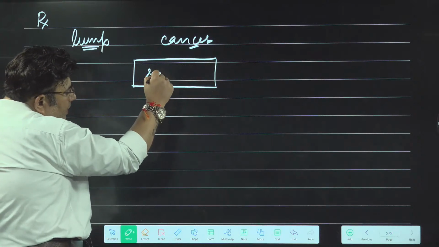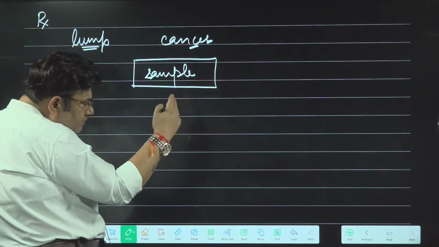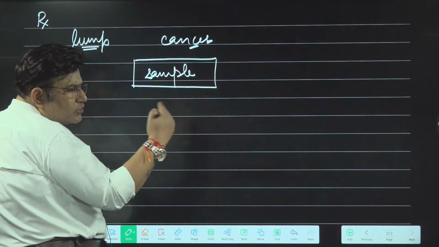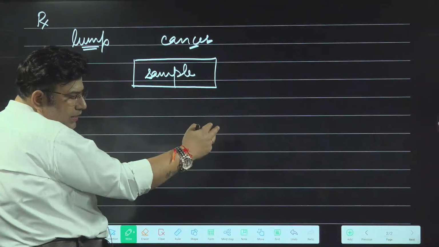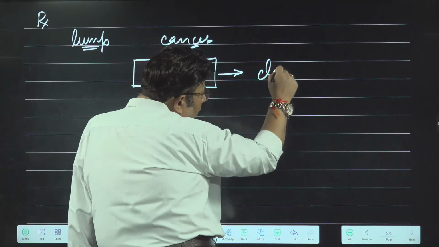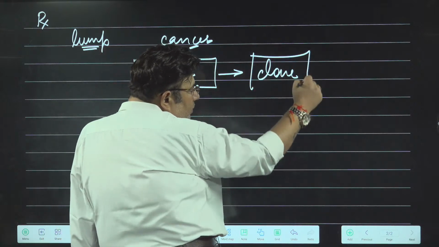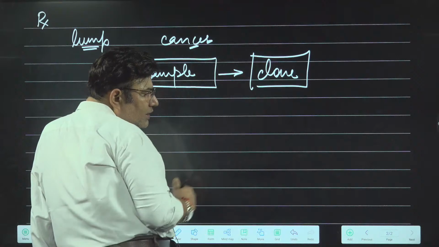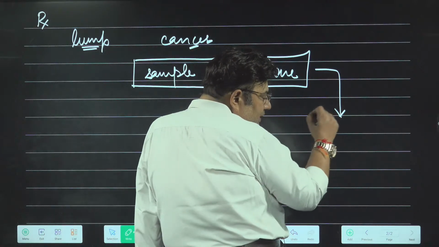Now we have to multiply the sample because you have to be sure about your answer. It is better to multiply the sample. So for that we can obtain a clone of these cells. Here few cells are there, and now this is a clone, that means a large population of cells. In the clone, now we are testing its DNA.